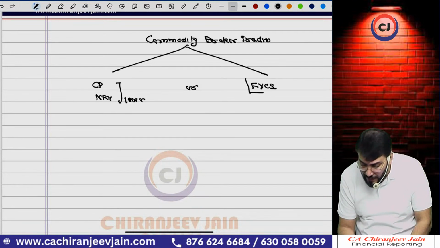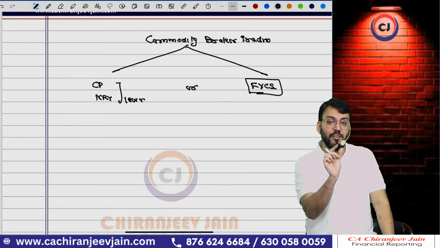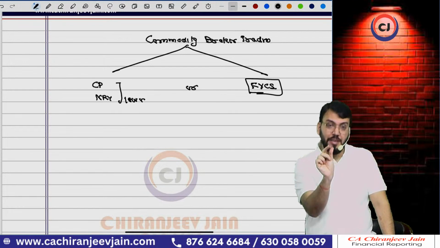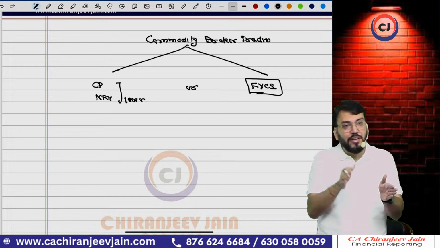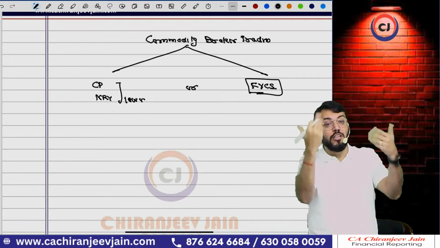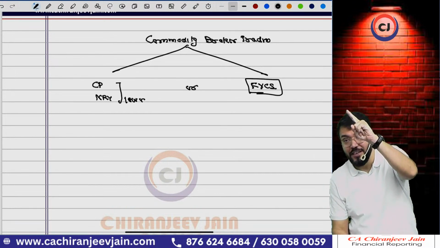Now whenever I write FVLCS, it means what? Fair value less cost to sell. When I write only FV, it is fair value. These are two different terms: fair value and fair value less cost to sell. And NRV is totally different from fair value. When I say fair value, go to what? Ind AS 113.